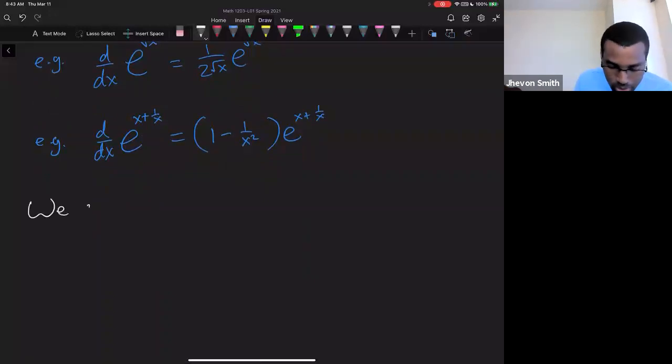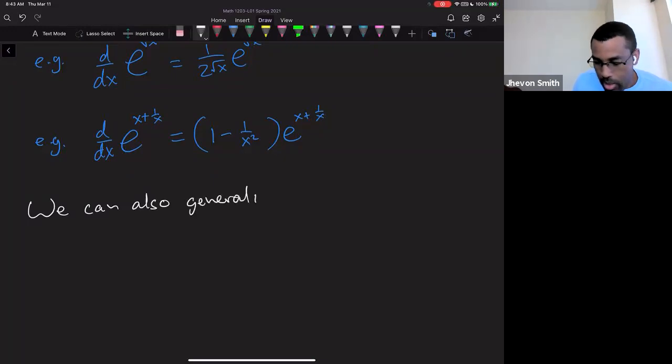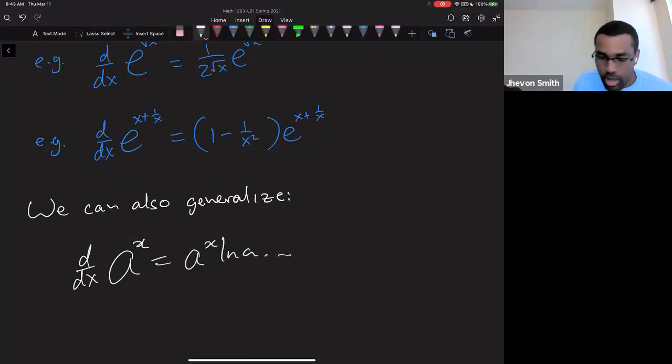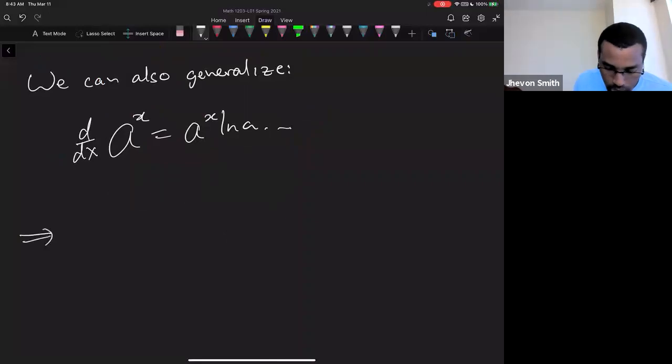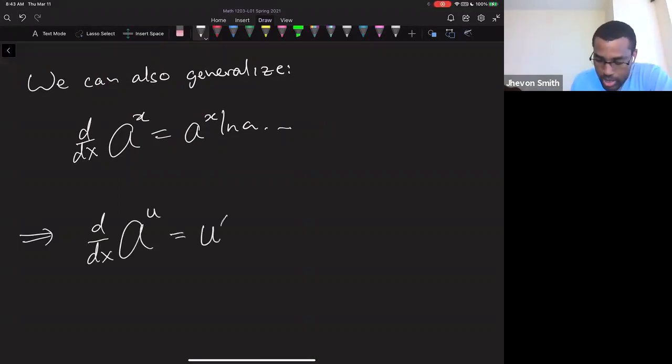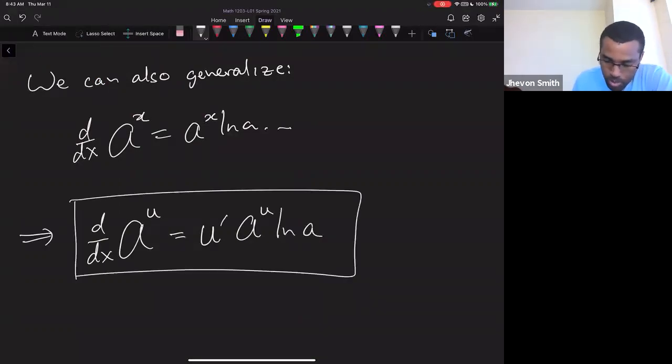We can also generalize this one. Remember, the derivative of a to the x is a to the x ln a. According to the chain rule, if I had an inside function, a with some function plugged inside, then we multiply by the derivative of the inside, take the original, and multiply by ln a. This is the chain rule version.